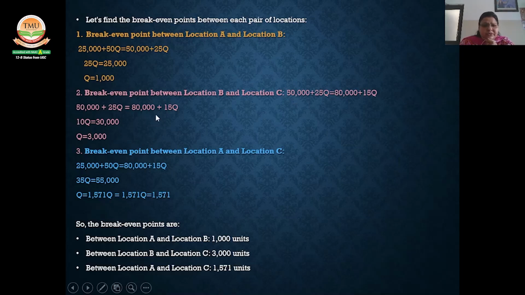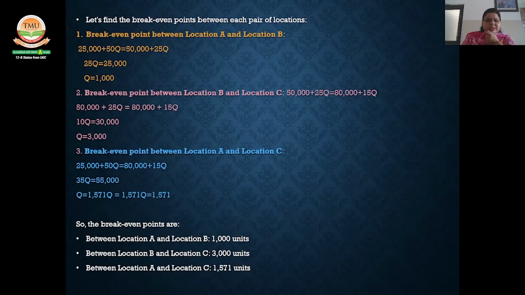Okay. For the second break-even we are going to compare location B and location C. This is the fixed cost and this is the variable cost of locations B and C. After the comparison, we found that quantity is 3000, so the second break-even is at 3000 units. Third break-even is for location A and location C. 25,000 is the fixed cost and 50 is the variable cost. Same here, 80,000 is the fixed cost and 15 is the variable cost. Now what we find is that Q is 1571.